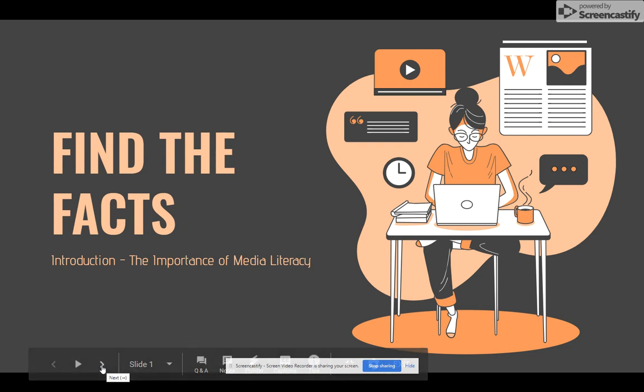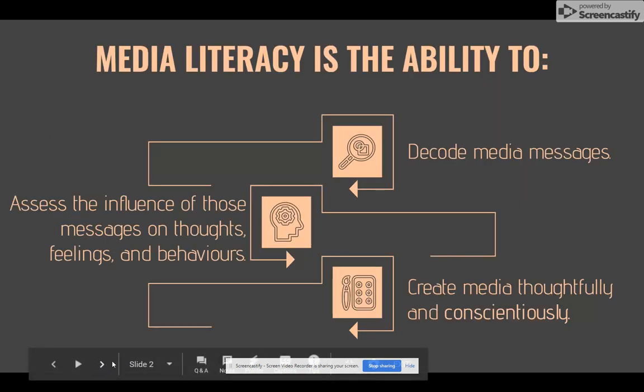So here we go. First of all, media literacy is basically the ability to decode media messages, assess what influence those messages have on us, on the things we do, feelings we have, our thoughts, and also to be able to create media thoughtfully and conscientiously.